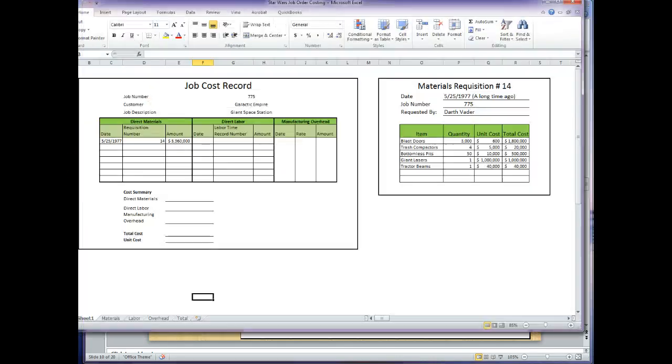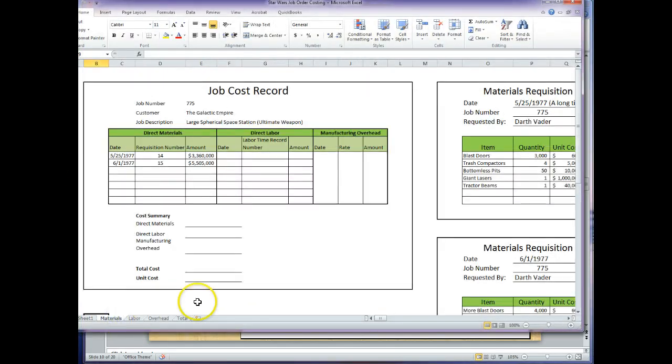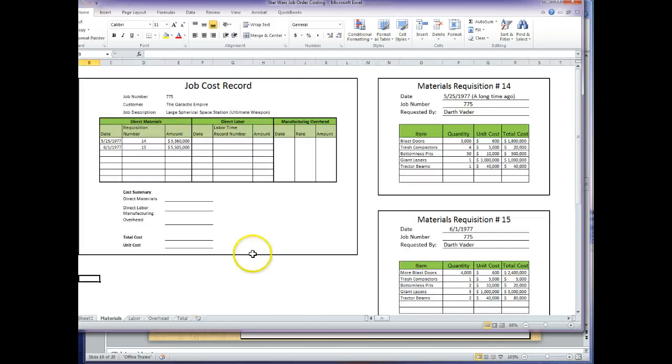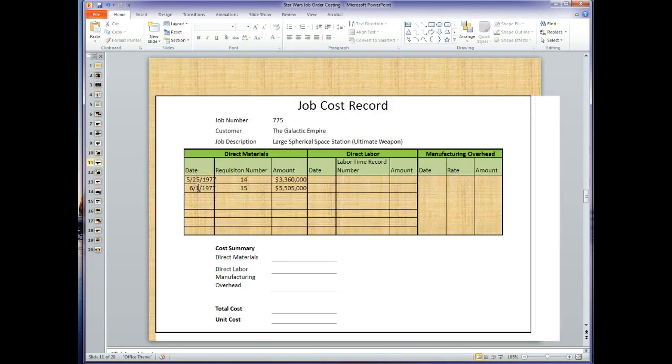So then let's go back to our materials requisition, which looks familiar, and looks like I already filled this one out. Sorry. Here's your date, 6/1/1977. Requisition number 15, which is right there. And the amount is just going to be adding these up. And yep, 5505. All right, still done. Yes. Okay. And it should look like this. And so our job cost record is current with the cost that we have.